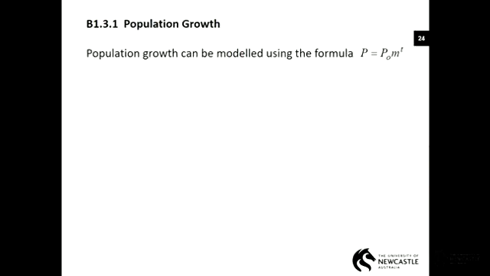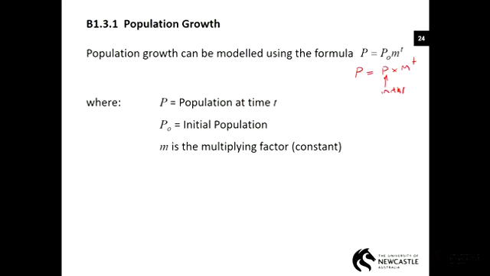And there's some population growth. That's exactly what we just did. It looks like something different, but that's just using the letter P for population. It's saying population equals initial population times some multiplying factor to some t for time. Exactly the same, no difference.